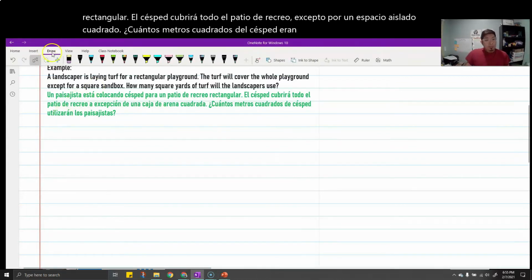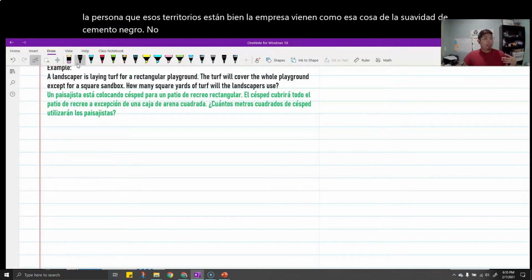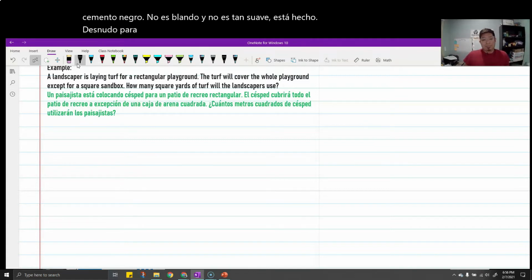Okay, so a person that builds turfs, okay, and turf is kind of like that black cement squishy softness thing. It's not squishy and it's not that soft. It's just smooth. Well, it's not smooth. It's kind of like cement, but it's not cement, and it's black, not gray.